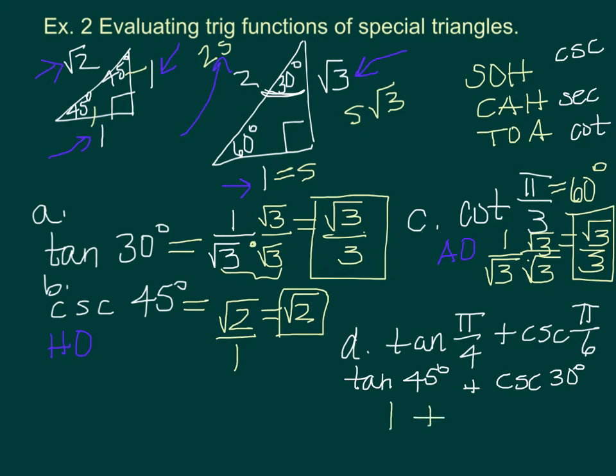Plus cosecant, which we just did over there, is hypotenuse over opposite. So go to your 30-degree triangle, and the hypotenuse is 2 and the opposite of 30 is 1. 2 over 1 is 2. Add those together, and you get a value of 3.